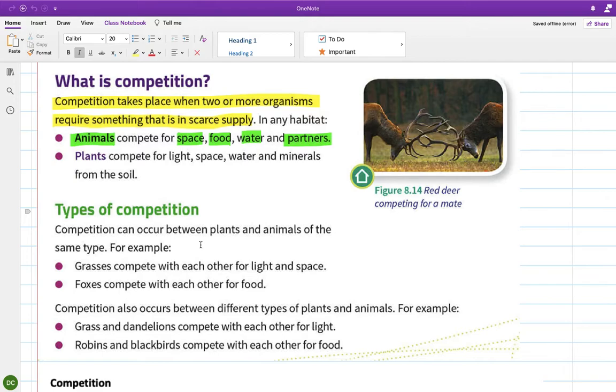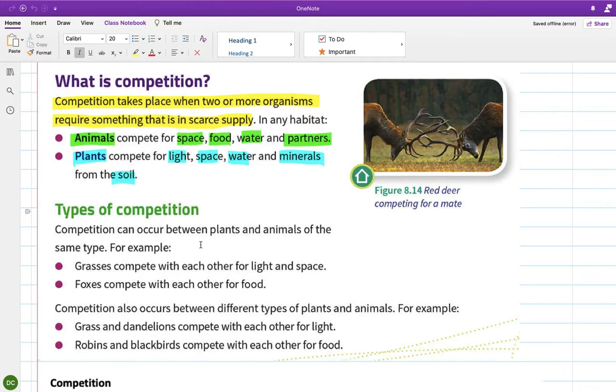And then plants. So plants compete for light, space, water, and then soil minerals. So basically the things that they need to survive: in order to photosynthesize, plants need water and they need light. To spread their roots, they need space. And to grow healthy and strong and reproduce, they need the minerals from the soil. So if they're in the shade of a massive oak tree, they're going to be in serious competition for space, light, water, and minerals, because the oak tree is so much bigger, it's going to win.